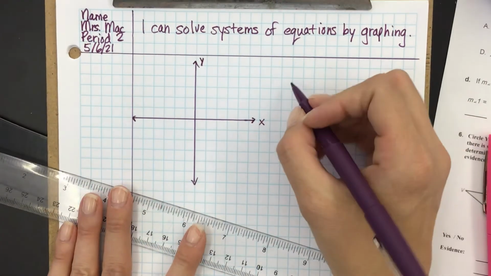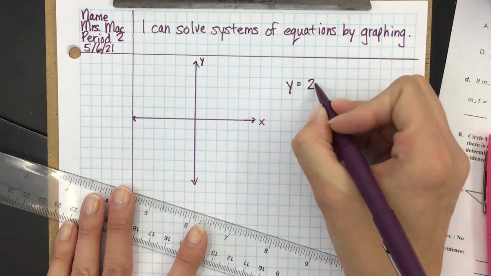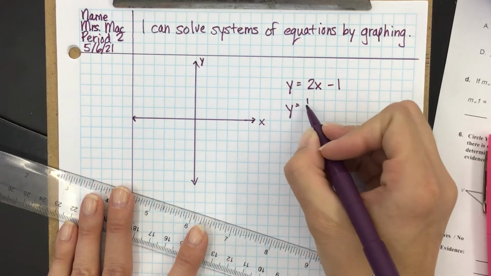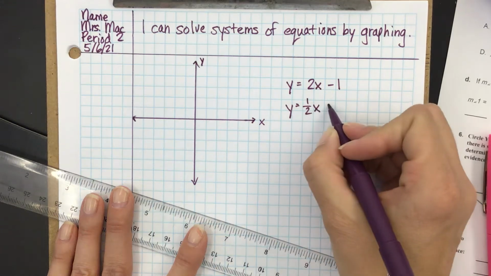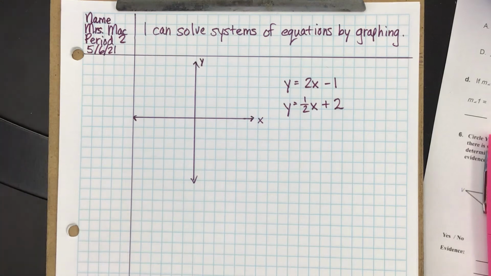Okay, I would like you to graph these two lines on the same coordinate plane. Okay, so go ahead and graph those. I'm going to walk around. Let me know if you need help getting the graph on your paper. Once you're done graphing those two lines on your coordinate plane, it's a good idea to turn to your neighbor and see if they have the same two lines.